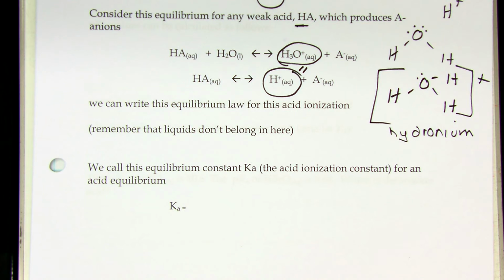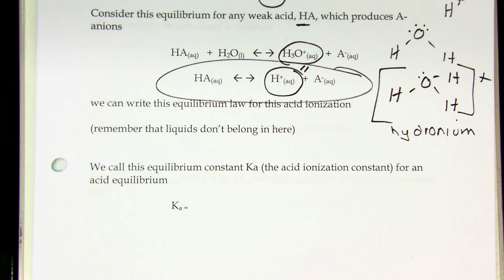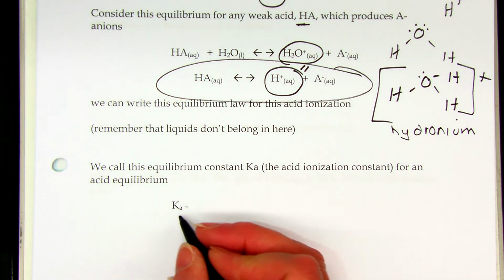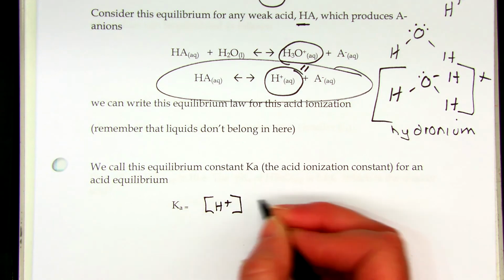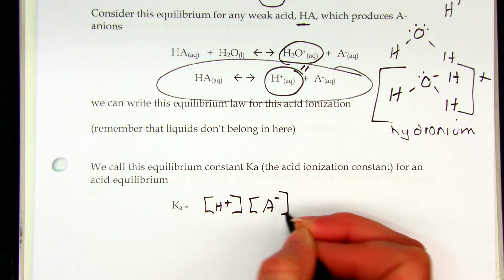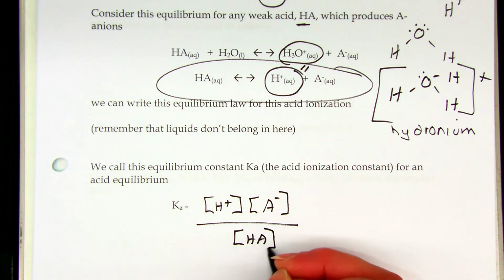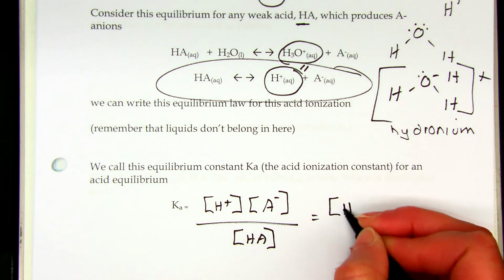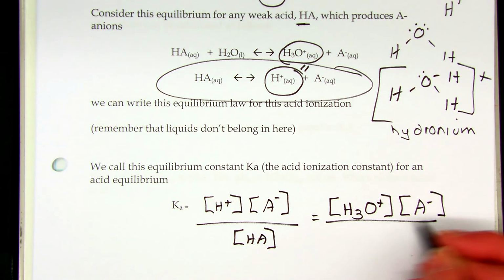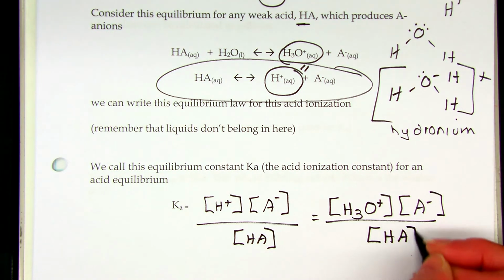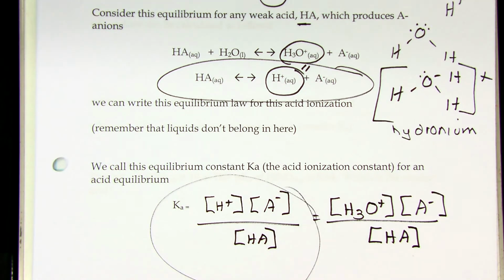So now we have this weak acid ionization, and we call the equilibrium constant Ka now because it's an acid. So Ka is equal to the hydrogen ion concentration times the anion A-, that's the generic, concentration divided by HA. Or we could write it, if you like to get fancy, as the hydronium ion concentration times the anion concentration divided by HA. So this is what you'll see me write most of the time.